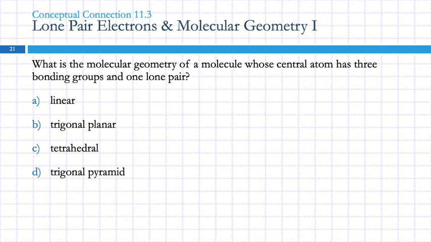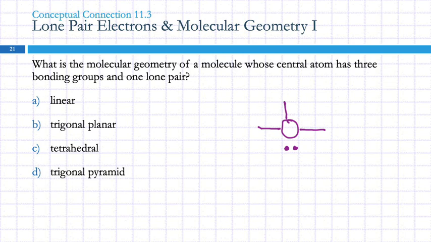What is the molecular geometry of a molecule whose central atom has 3 bonding groups and 1 lone pair? So you can either actually draw this, or you can draw it in your mind. So a central atom has 3 bonding groups. So there's a bond, and there's a bond, and there's a bond, and 1 lone pair. That's what the words say. How many electron groups is that? 4. There's 3 bonds and a lone pair.